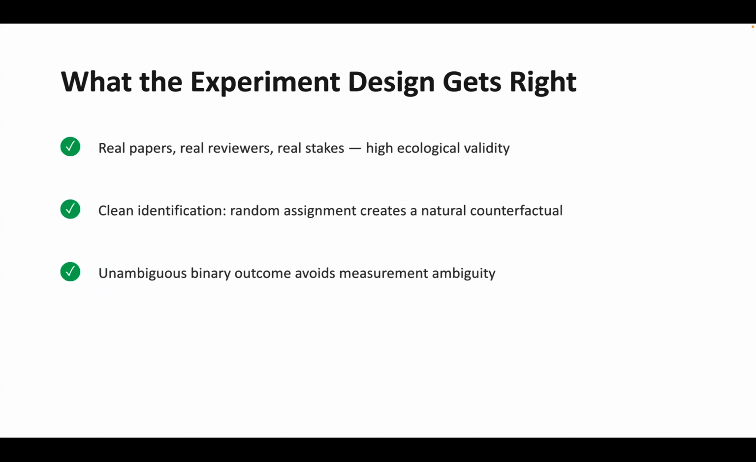Okay. So what does this experiment actually get right? This is a real study, with real papers, real reviewers, real stakes. And it's commendable that the people organizing NeurIPS could actually run this. There could be a lot of backlash as well. So there is high ecological validity in the experiment. There is a clean identification: if we believe in the binary outcome, the random assignment can create natural counterfactuals. And finally, because the outcome was binary, reject or accept, it avoids measurement ambiguity because we are very certain about how the results are being measured.